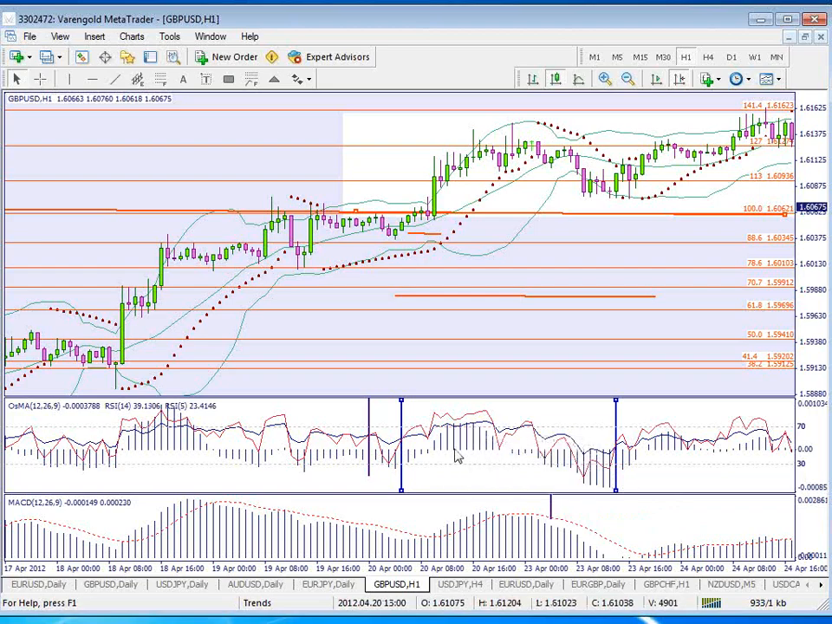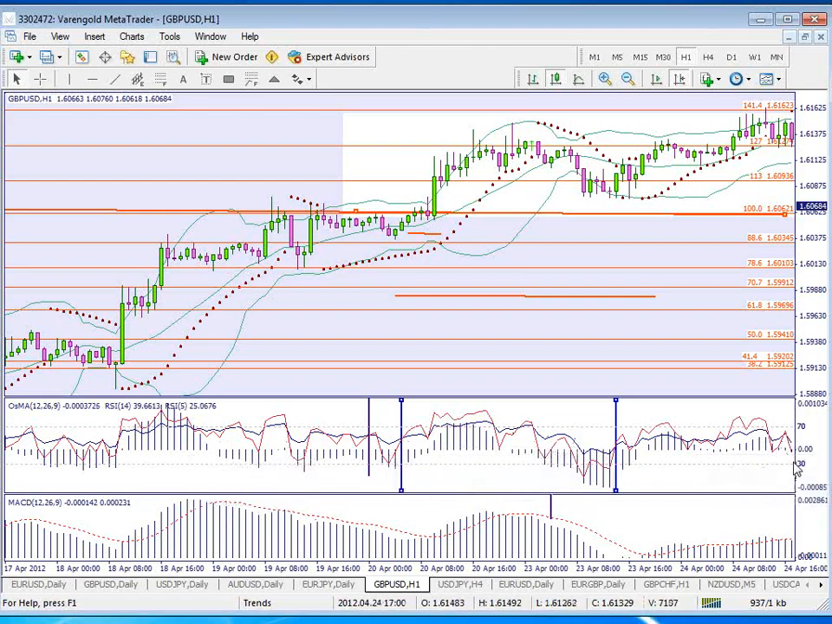When we have RSI 14 above the 70 level or under the 30 level, it means there are special periods when the market has a lot of feelings, maybe panic, maybe too much enthusiasm or so.